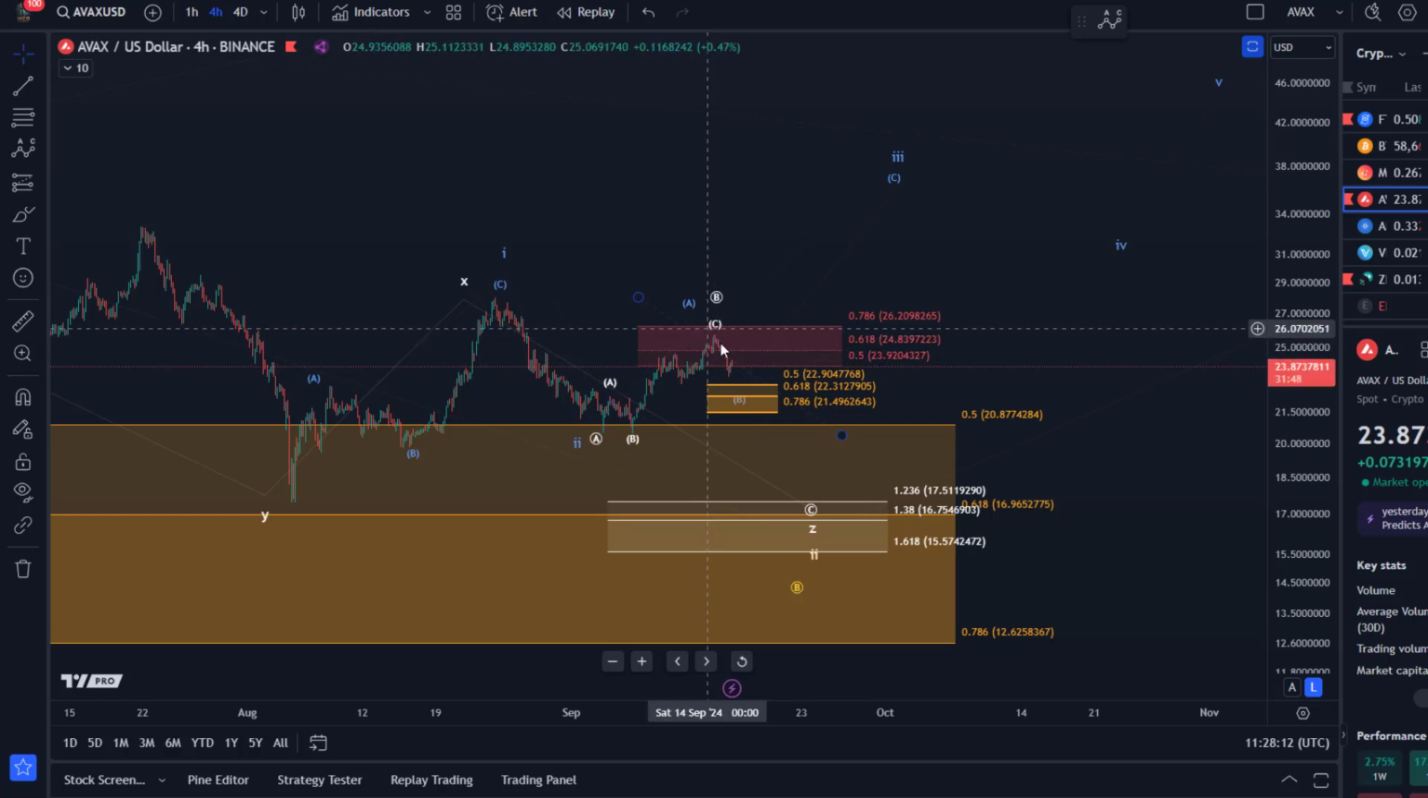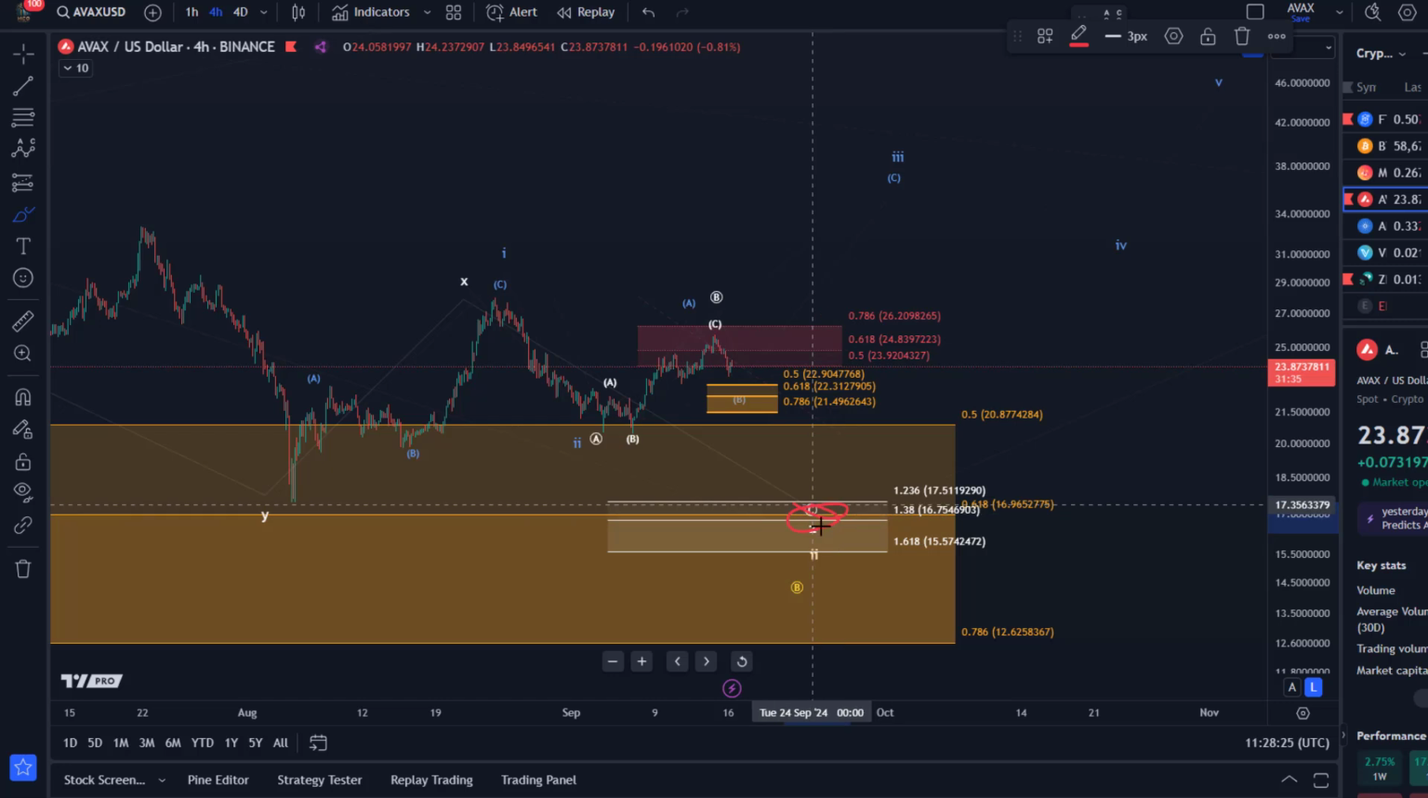And if we now break below this signal area, okay, so this is a support zone I've added for today's video. I will explain why. What we now need for further confirmation that circle C to the downside is unfolding with a target between $17.51 and $15.57. We need a break below this support zone. And key support here is $21.50.